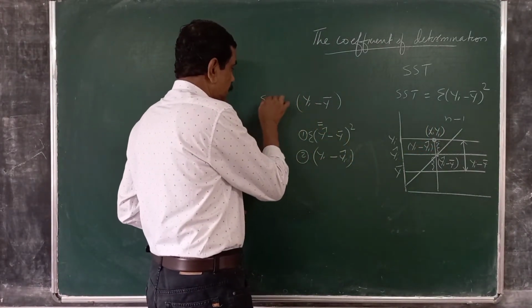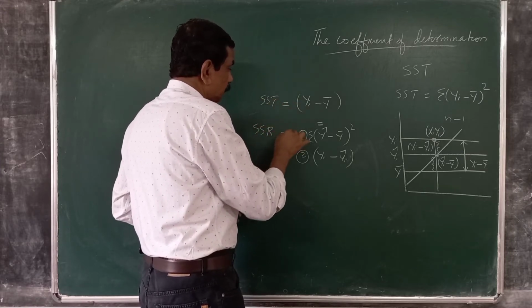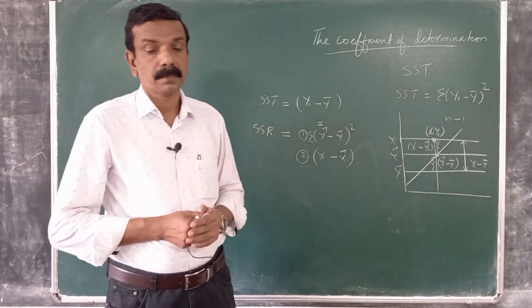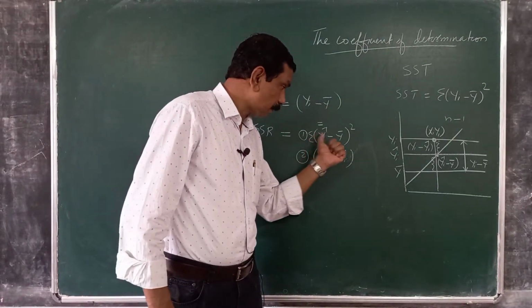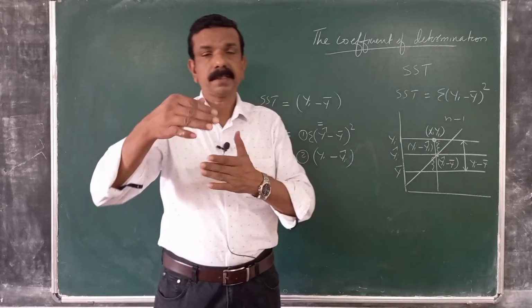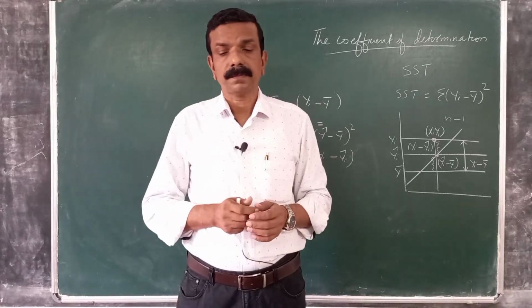This is the regression sum of squares, SSR. So SSR is sigma y hat minus y bar square. We take deviations, square each deviation, and take a sum.